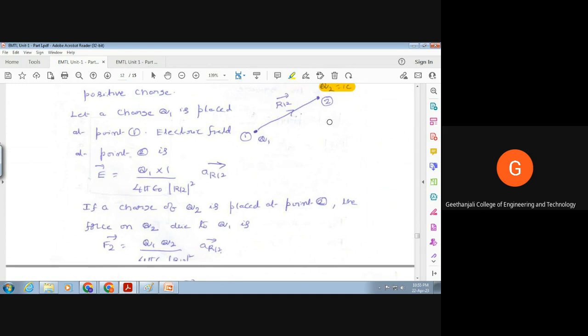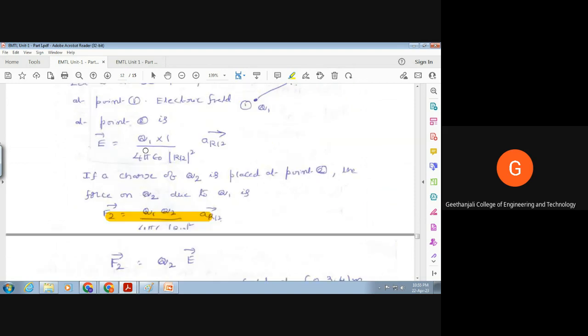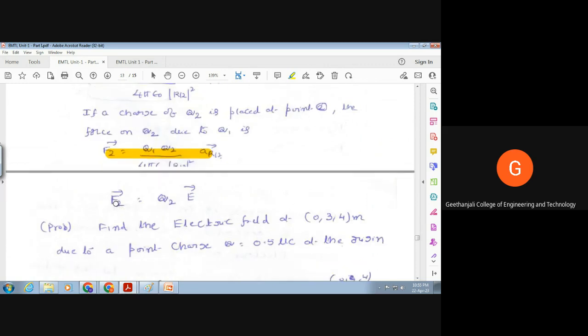Instead of 1 coulomb of positive charge, if there is a charge of Q2, how much force does it experience? Already we have this expression: Q1 into Q2 by 4 pi epsilon naught R12 square AR12. So when I compare these two, we can write F2 is equal to Q2 times E. In general, F is equal to Q times E, because electric field intensity is the force on a unit positive charge. Instead of 1 coulomb of positive charge, if there is a charge of Q coulombs, how much force does it experience? Q times E.